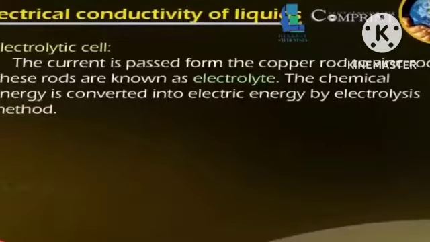The current is passed from the copper rod to the zinc rod. These rods are known as electrodes. The chemical energy is converted into electric energy by the electrolysis method.